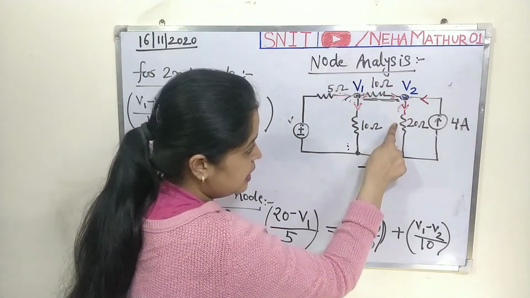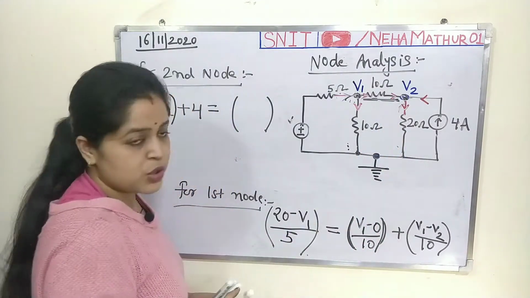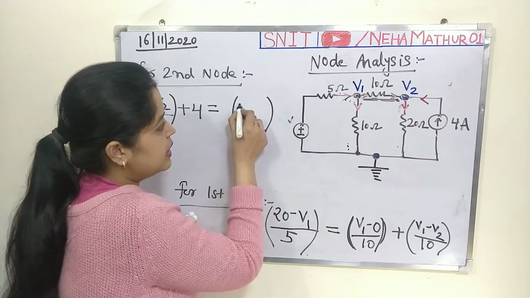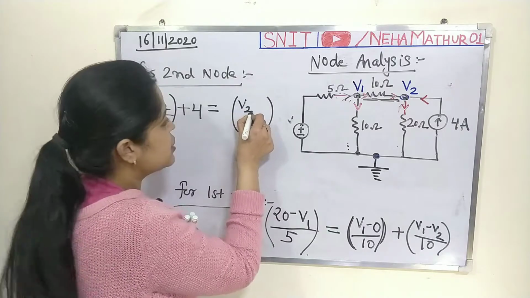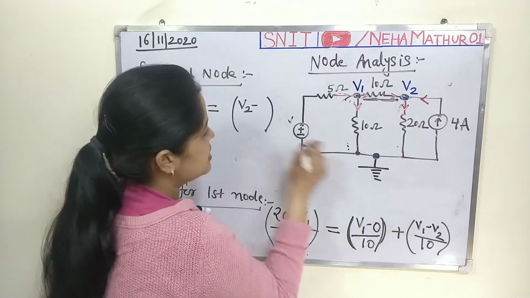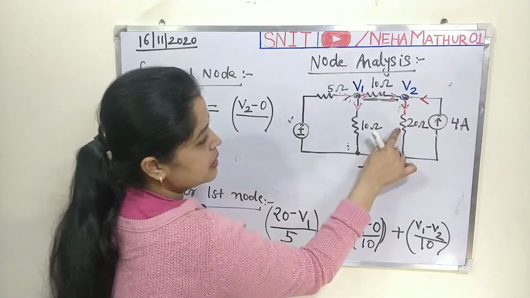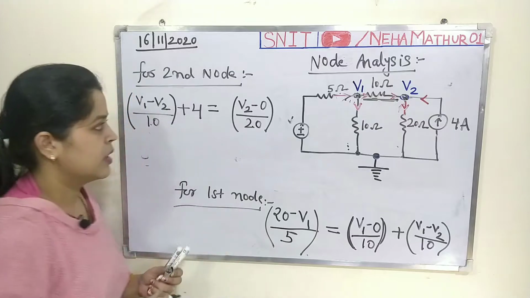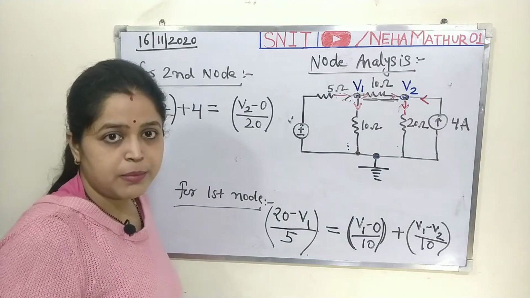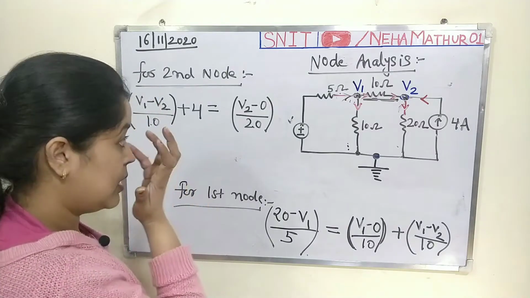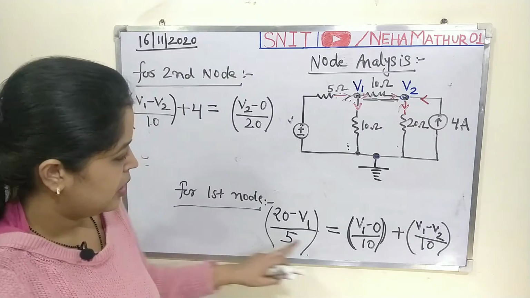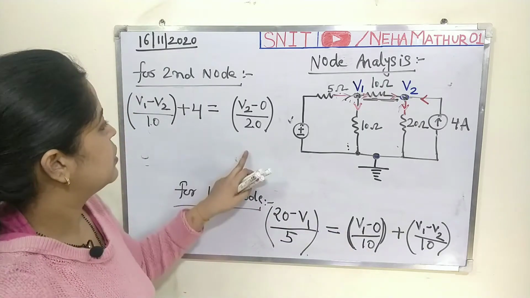Leaving means the current flowing from this branch. So again, following the concept of Ohm's law, the current is going to be equal to the voltage at this point minus the voltage at this point, which is 0, divided by resistance 20. So this is your equation 2. So from the third step, now you have equations for both the nodes. This is for node 1 and this is for node 2.